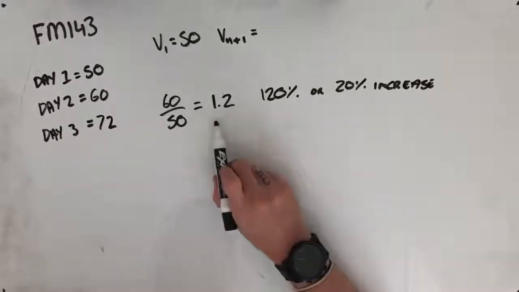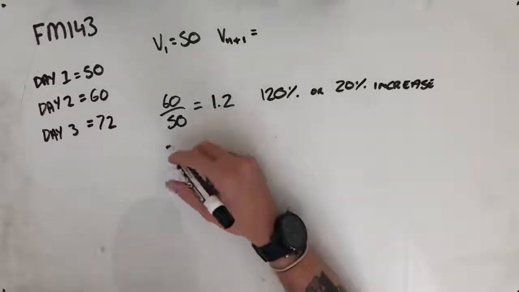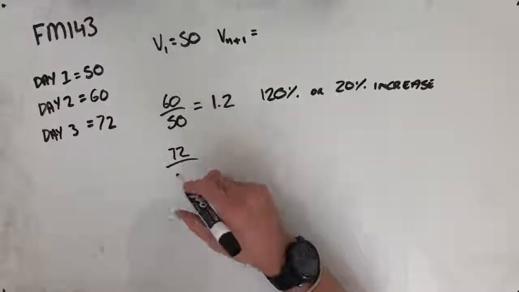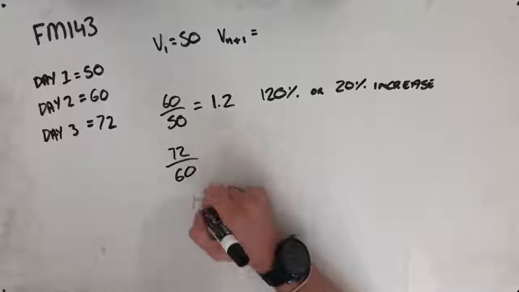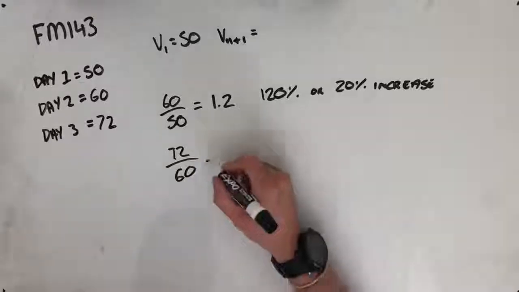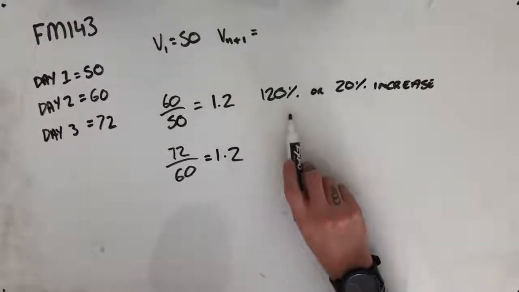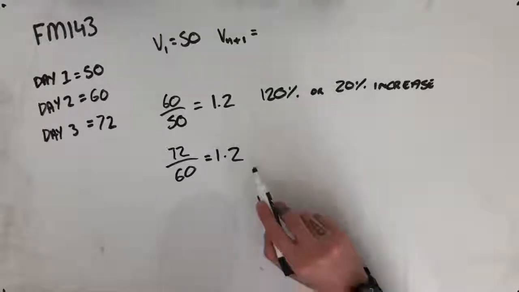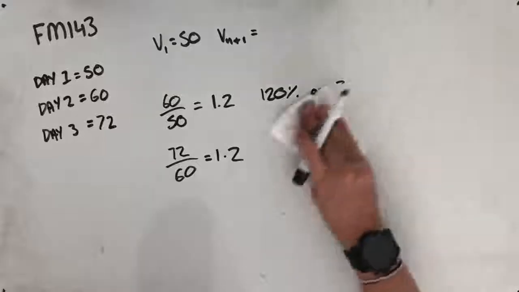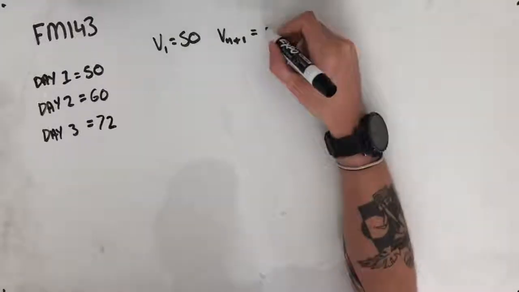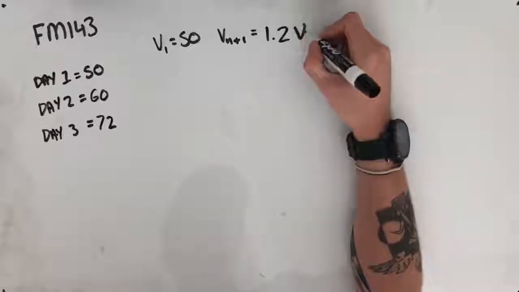To double check that this 1.2 is the rate that we want, we would take day 3, a value of 72, and find that as a percentage of the value of day 2, 60. So 72 over 60, that's equal to 1.2. Once again, 120% or 20% increase. So 1.2 is our rate in this scenario. So we plug that into our recurrence relation, Vn plus 1 equals 1.2 Vn.